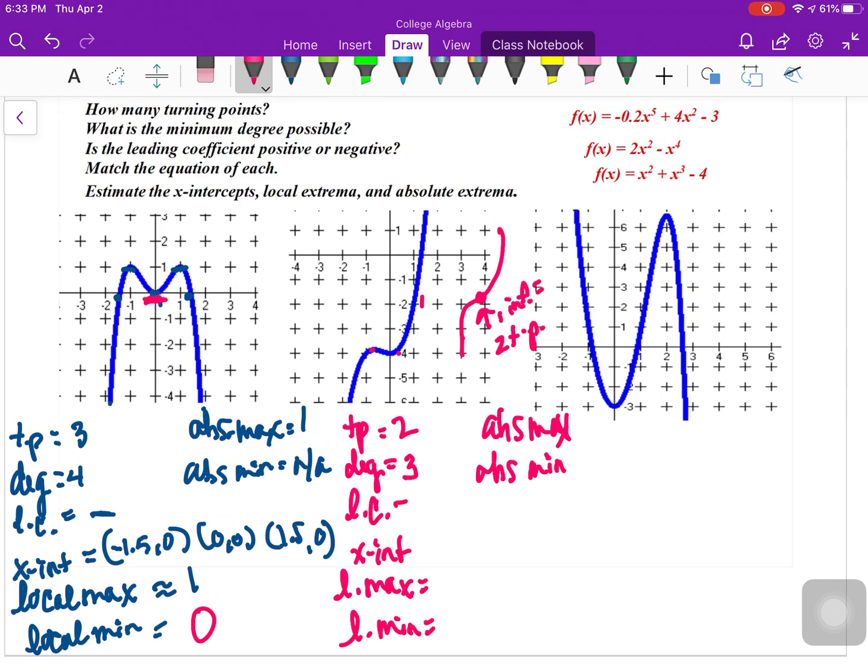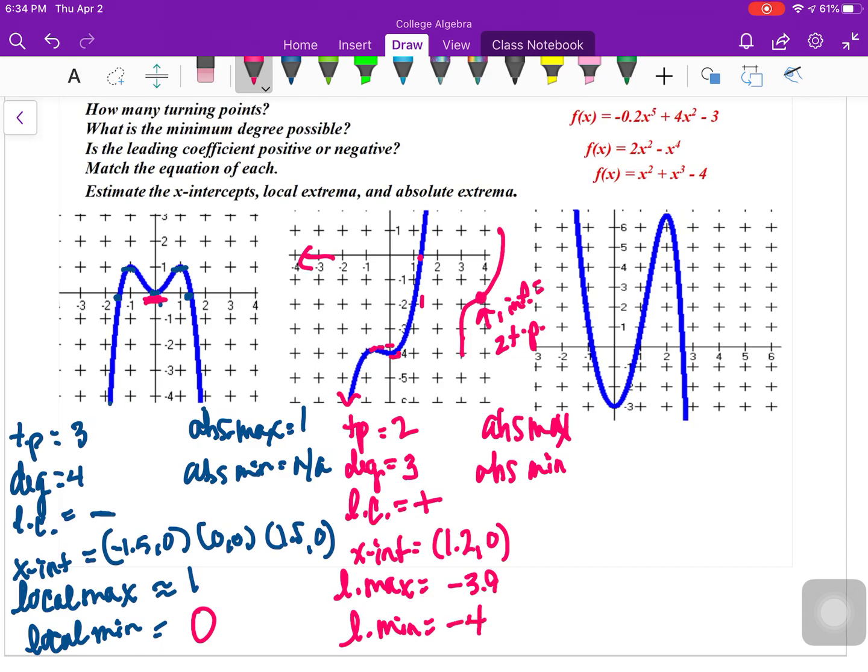So that means my degree has to be a minimum of 3. My leading coefficient has to be positive, because as I go negative, it goes negative. Negative, negative makes positive. My x-intercepts. Looks like I have one here at about 1.20. Local max, the highest points on the graph, if I'm counting those as turning points, is about negative 3.9.